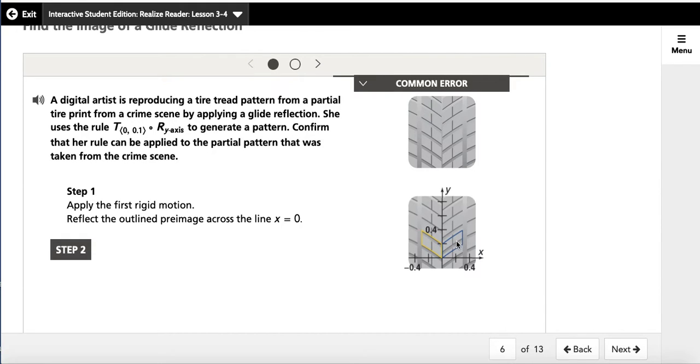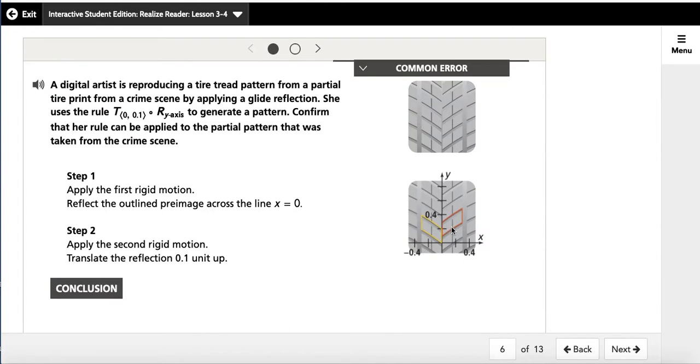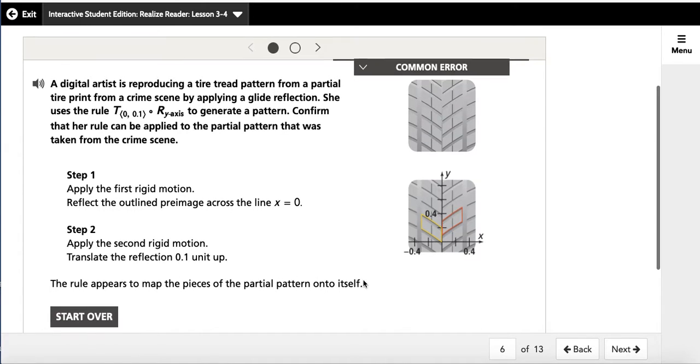After this reflects, then we need to glide. They say the glide is a 0.1, so that would be up 0.1 units. And that gets us to the red. And it looks like it does match the tire pattern. This does match the tire pattern. The rule appears to map the pieces of the partial pattern onto itself.